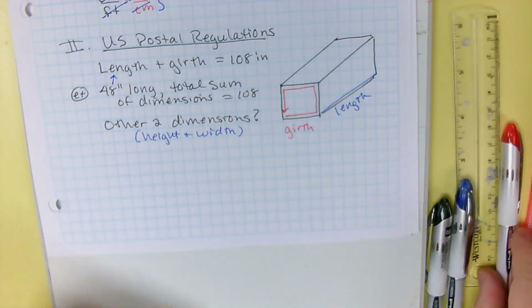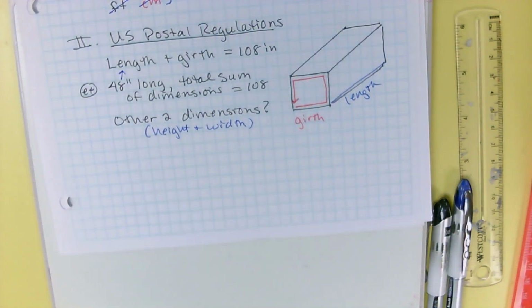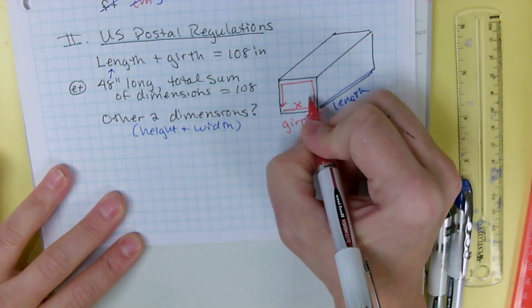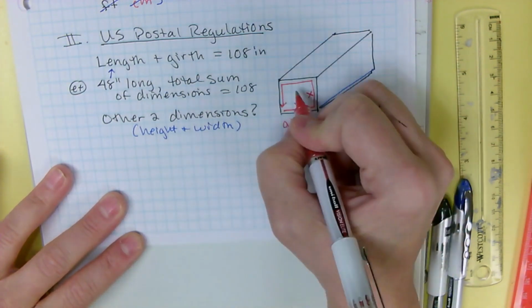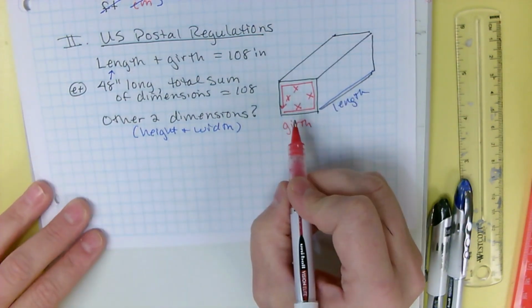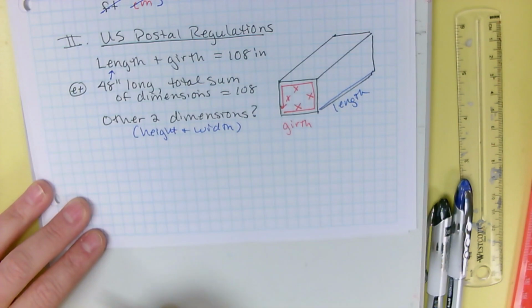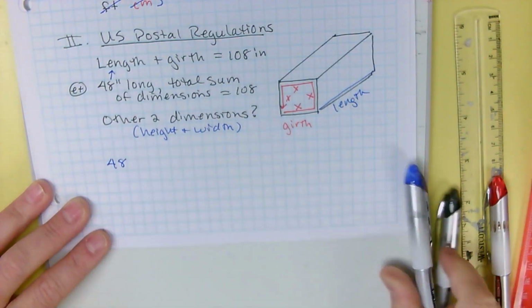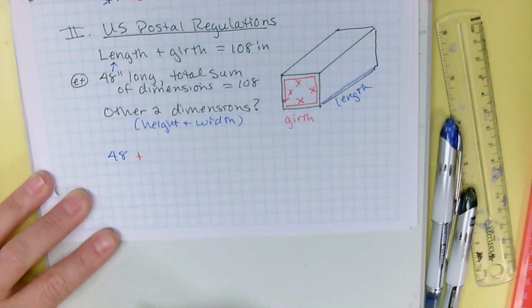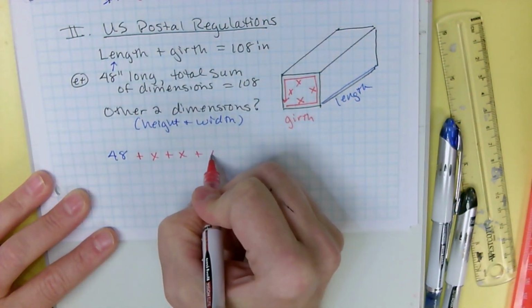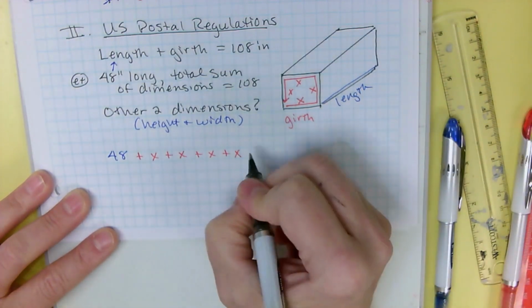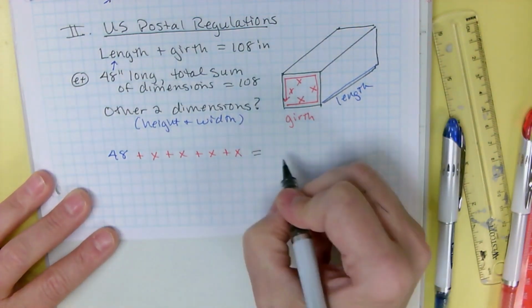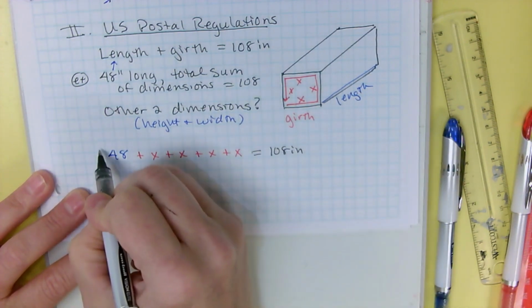The one assumption you have to make on this, otherwise it's not possible to solve it, is that the girth sides would have to be the same length, because we can only solve with one variable. So if x is the width and x is the height, the girth is x plus x plus x plus x. So we have a 48-inch length plus the girth, which is x plus x plus x plus x, and they've told us that the sum of all those dimensions is 108 inches.